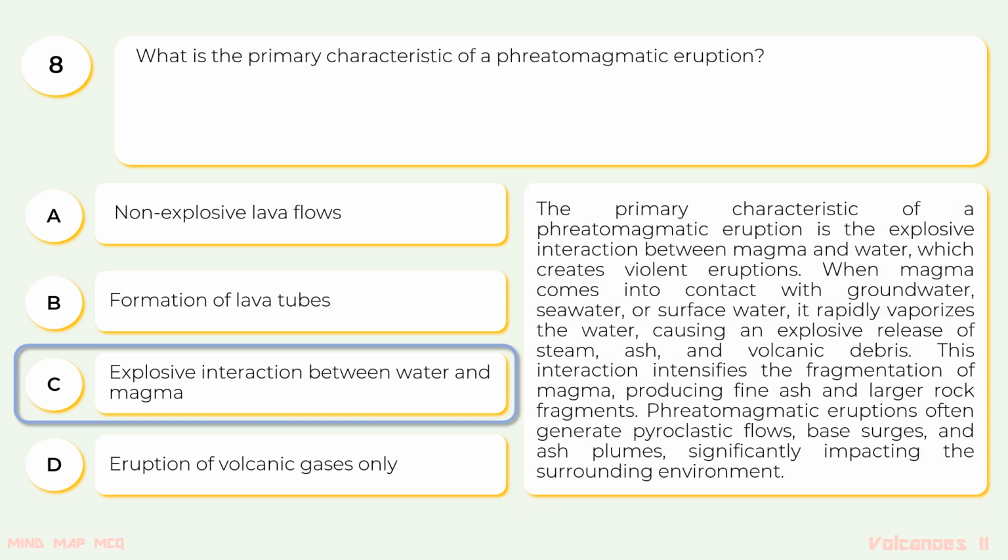The primary characteristic of a phreatomagmatic eruption is the explosive interaction between magma and water, which creates violent eruptions. When magma comes in contact with groundwater, seawater, or surface water, it rapidly vaporizes the water, causing an explosive release of steam, ash, and volcanic debris. This interaction intensifies the fragmentation of magma, producing fine ash and larger rock fragments. Phreatomagmatic eruptions often generate pyroclastic flows, base surges, and ash plumes, significantly impacting the surrounding environment.